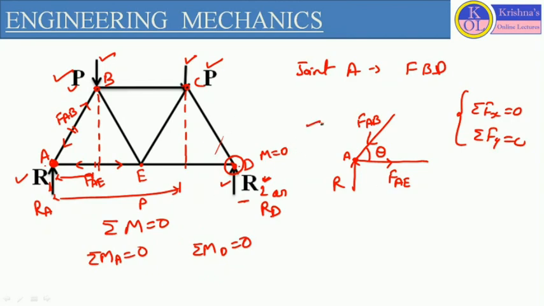So here let's see the free body diagram. So here this is our free body diagram for point A. So we will solve this particular free body diagram with the help of resolution of forces. So if we apply first condition, summation of Fx equals to 0, so we will define all the forces which are acting in x direction. So here in x direction we have force FAE. So if we are considering positive x direction, this will be positive, and this FAB is making angle theta with horizontal.